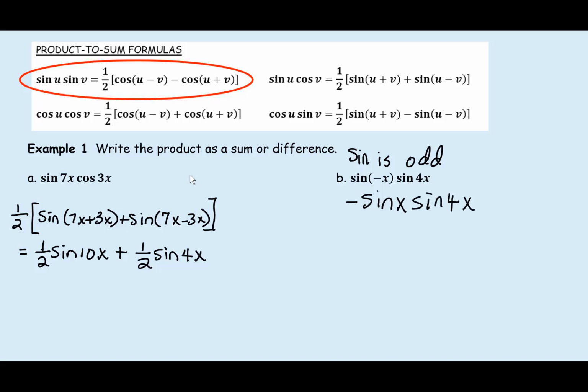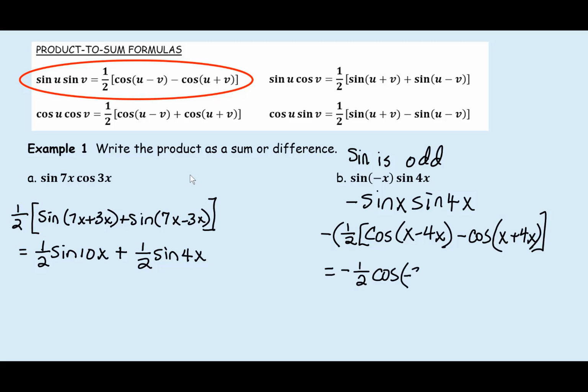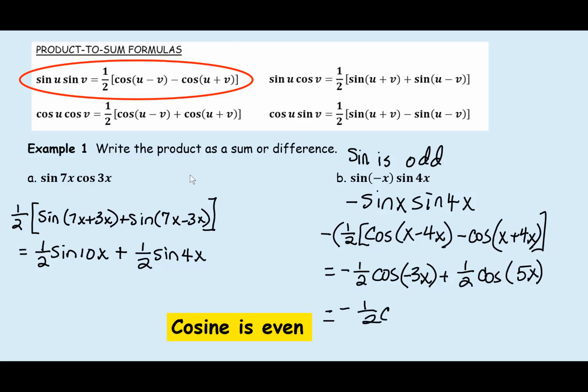And then we can go ahead and use that formula. So we'll have 1/2 cosine(u minus v), so x minus 4x, minus cosine(u plus v), so cosine(x plus 4x). So we're going to go ahead and distribute the negative 1/2. So we're going to have negative 1/2 cosine(negative 3x) plus 1/2 cosine 5x. And since we know that cosine is even, we can just rewrite negative 1/2 cosine(negative 3x) as negative 1/2 cosine 3x.